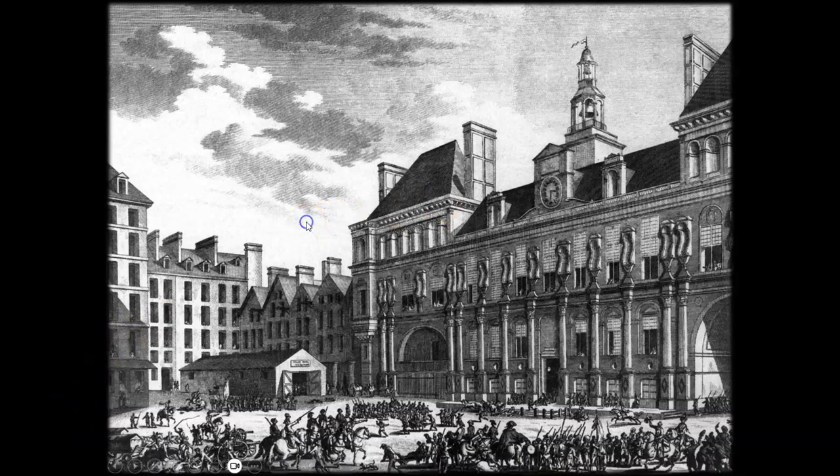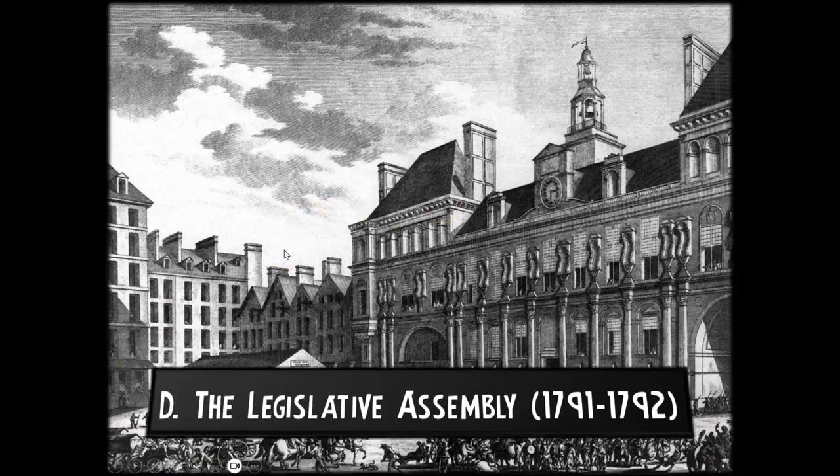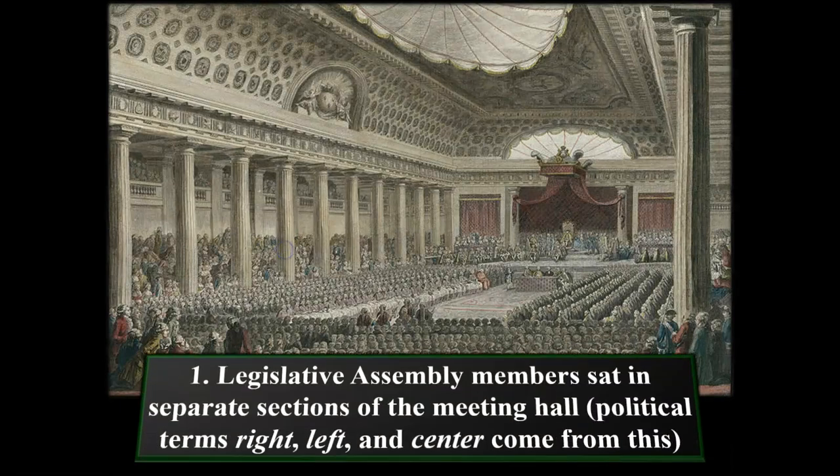We left off with the Legislative Assembly. And this is really an important point in the revolution because the government starts to take place. These guys came together. They sat in separate sections of their meeting hall, and at least it's interesting to me, but I'm a nerd, so I like this kind of thing: the terms right, left, and center come from where they sat, as you can see.